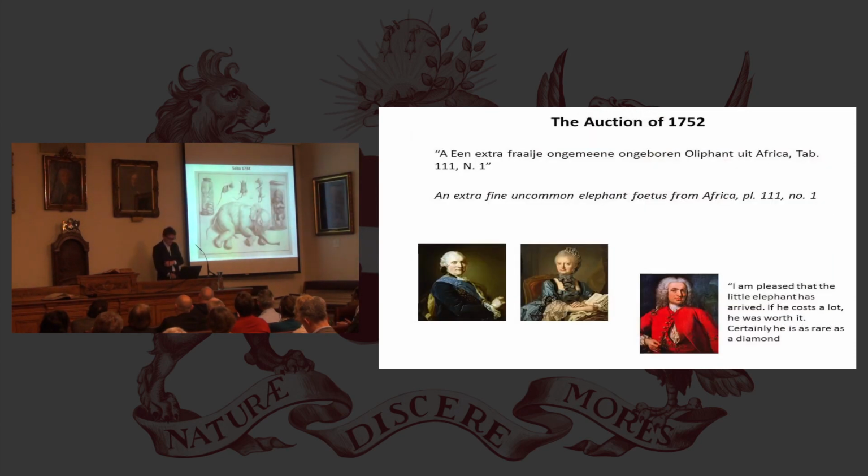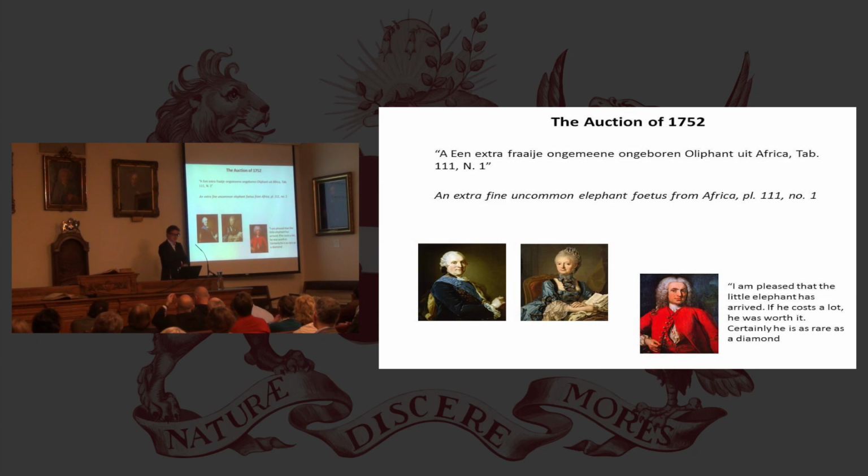But it turns out it's quite an important drawing, because when the collection is sold at a later date, so Linnaeus publishes his first and second volume, but he then runs out of money, and he wants to publish the third and fourth volume. So what he does is he auctions his collection for a second time. And actually, if you look in the pamphlet of the auction from 1752, there is a Dutch statement that I won't try and pronounce, but it translates into an extra fine, uncommon elephant fetus from Africa, plate 11. Notice the from Africa as part of this thing here. And he publishes it. Linnaeus finds out about the auction.